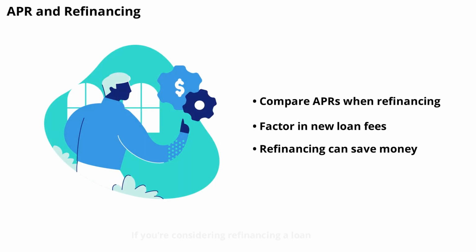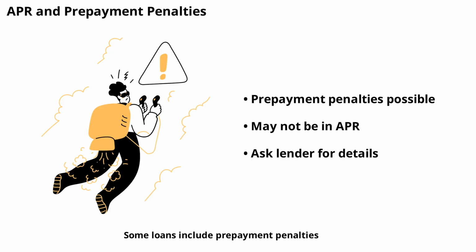If you're considering refinancing a loan, compare the APR of your current loan with the new offer. Refinancing can lower your APR and save you money, but be sure to factor in any fees or costs associated with the new loan. Some loans include prepayment penalties, which are fees for paying off your loan early. These penalties may or may not be included in the APR calculation. Always ask your lender if prepayment penalties apply and whether they're reflected in the APR.